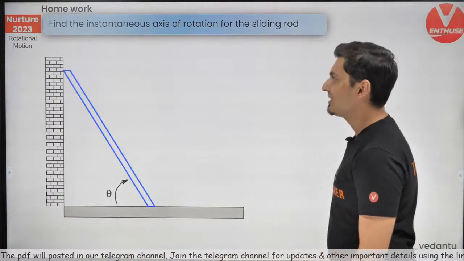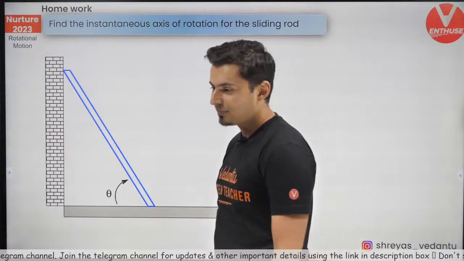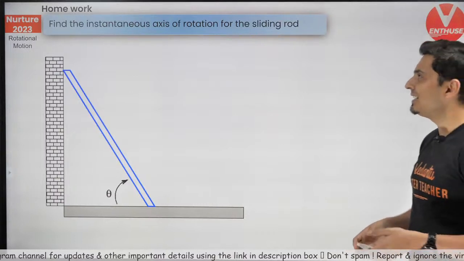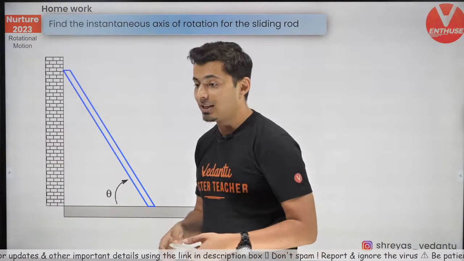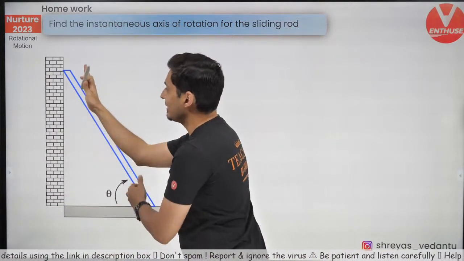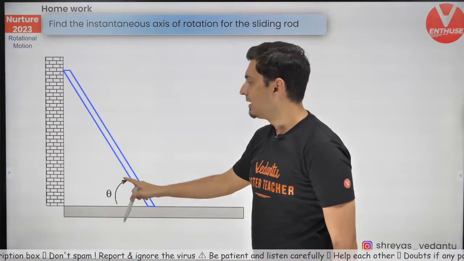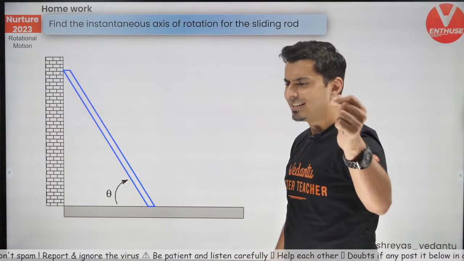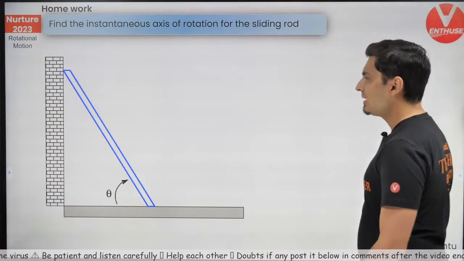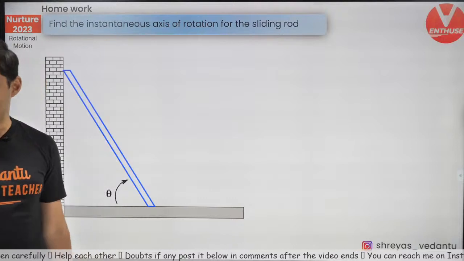So let's start solving some questions. Let's see how many of you can find this answer. Find the instantaneous axis of rotation for this sliding rod. Come on, my warriors, figure this out. This rod is sliding like this. I'll give you a hint: the rod's length is L, the angle is theta. At this instant, where is that axis? You just need two points' velocities. Think carefully and let me know where the coordinates are.